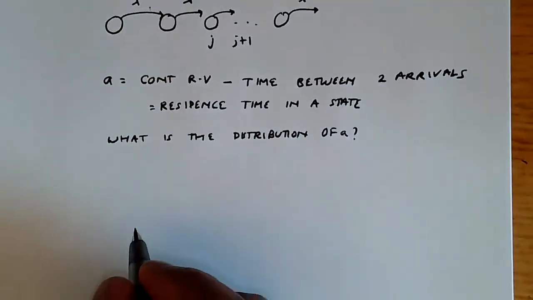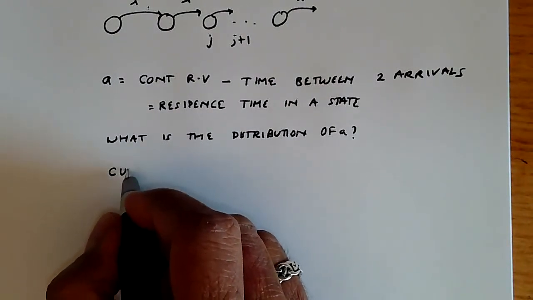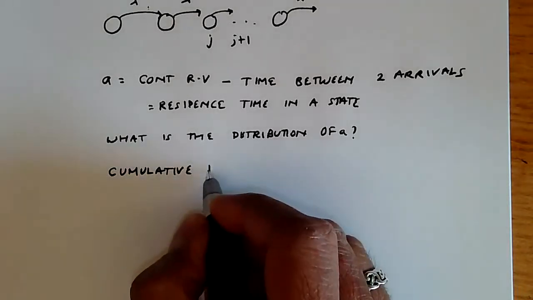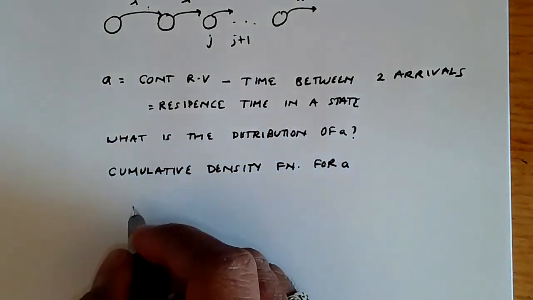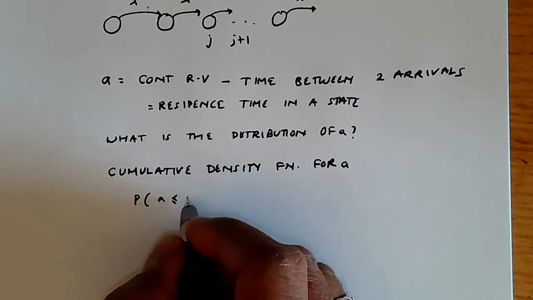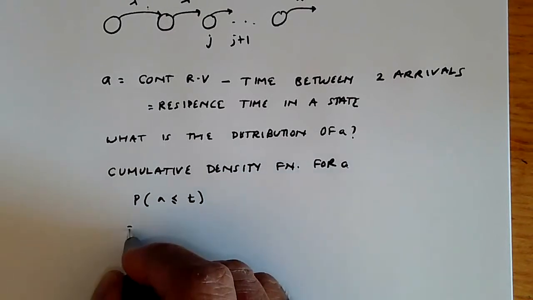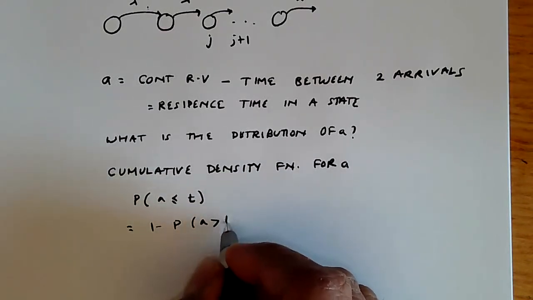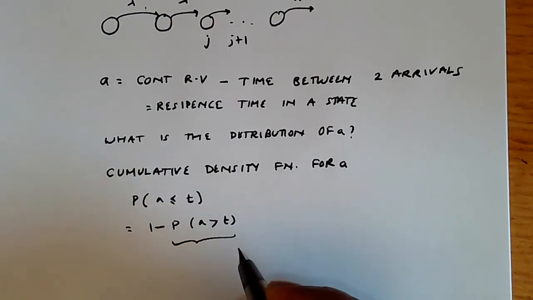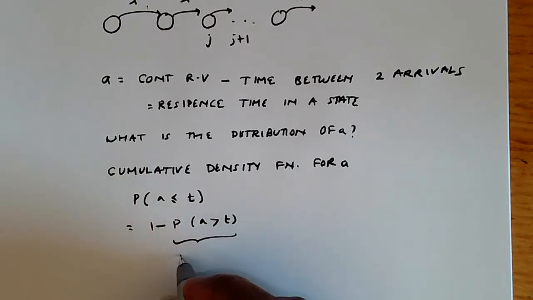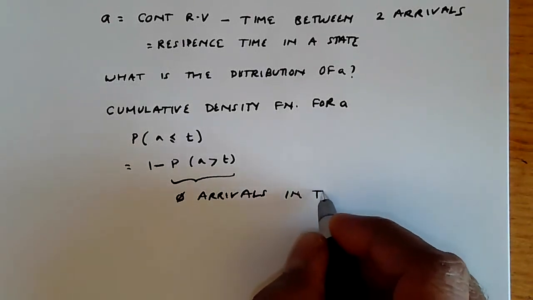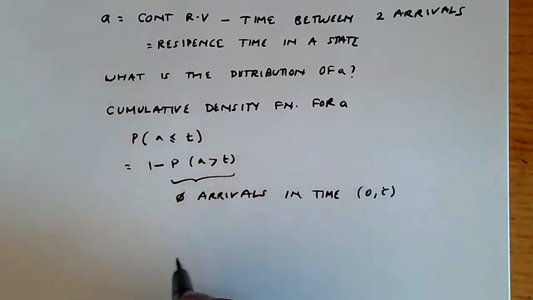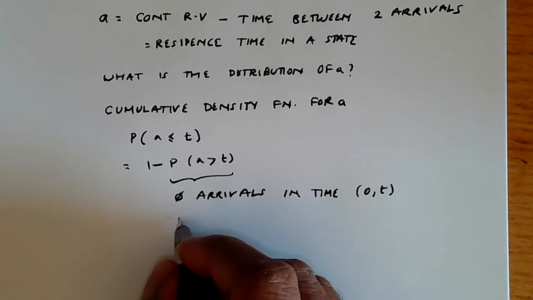So let's consider the cumulative distribution. First, the cumulative density function for A is by definition the probability that A is less than or equal to T. And this is going to be the same as 1 less the probability that A is greater than T. So we are going to be exceeding time T if there are zero arrivals in time interval 0 T. And this is nothing more than pi 0 T.